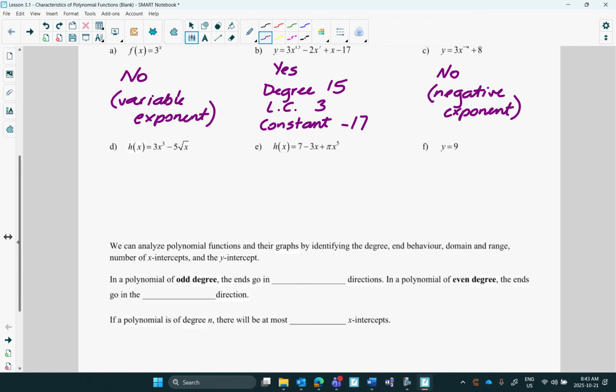Next one is a little challenging. What might throw you off in this question as to determine whether it is polynomial or not? The square root.